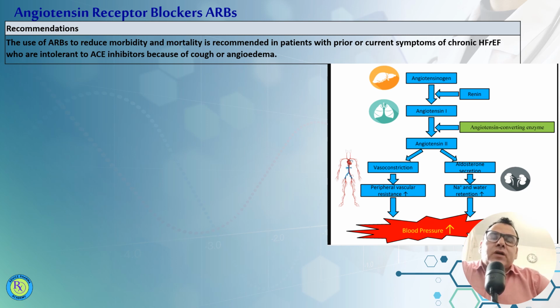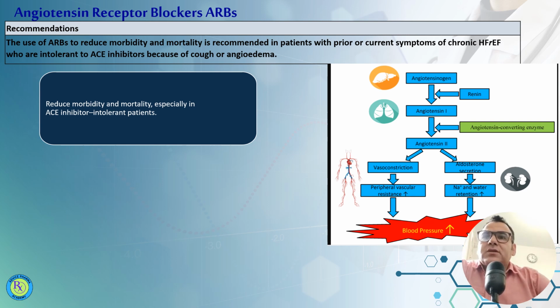The effect of ARB here is that they block the angiotensin receptor in the peripheral organs. So the angiotensin 2 will not exert its effect by increasing aldosterone or vasoconstriction. So angiotensin receptors are blocked, while ACE inhibitors block the production of angiotensin.